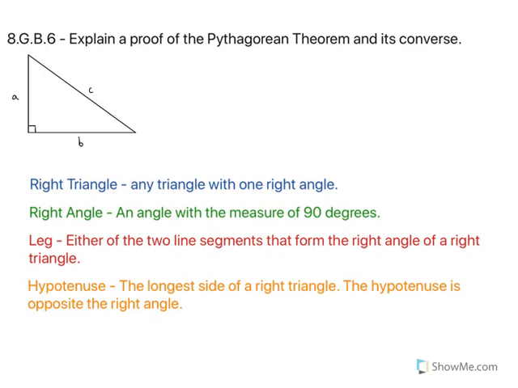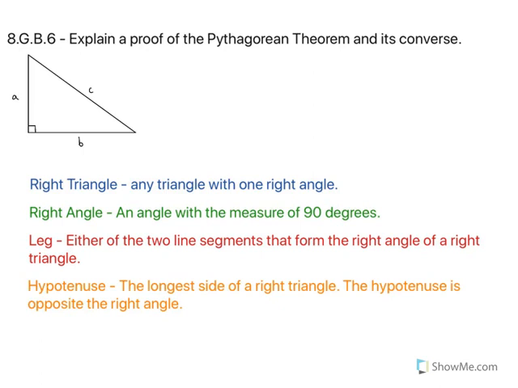Pythagorean theorem only works for right triangles, and so you don't want to try to apply it to an isosceles triangle or an equilateral triangle or a scalene triangle unless that isosceles or equilateral triangle is also a right triangle. The right triangle is any triangle with one right angle, and we always show that with a small square in the corner displaying that right angle. A right angle is an angle with a measure of 90 degrees exactly, not 91, not 89, but 90 exactly.